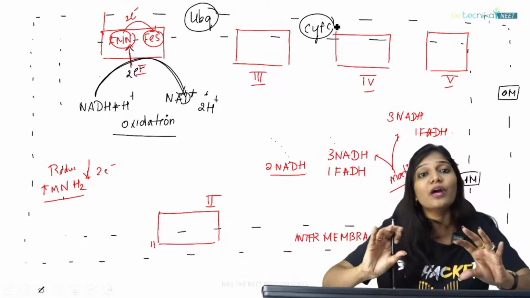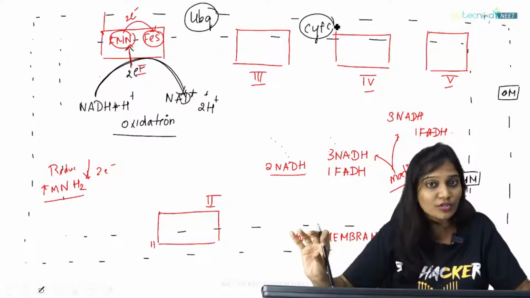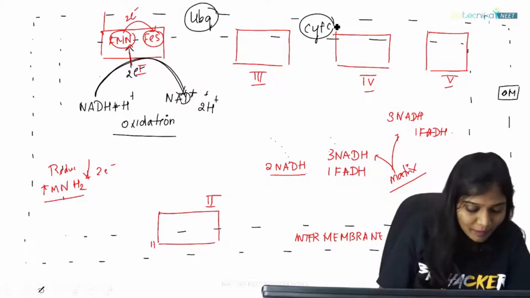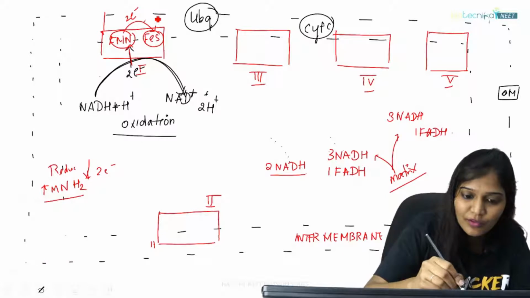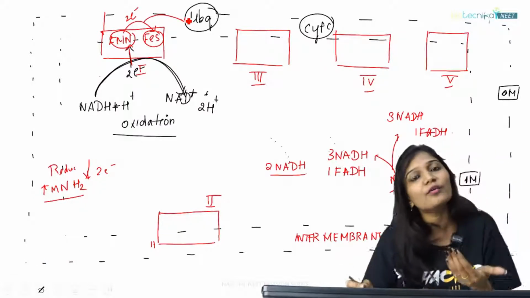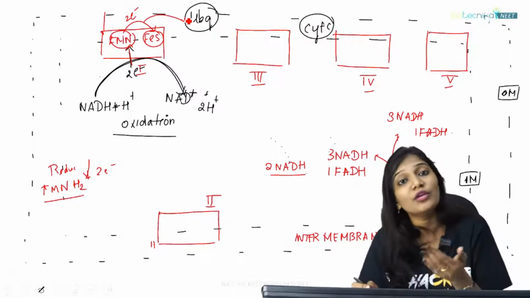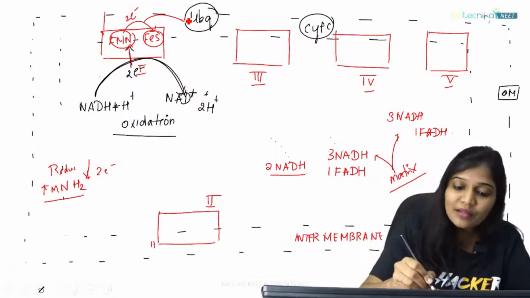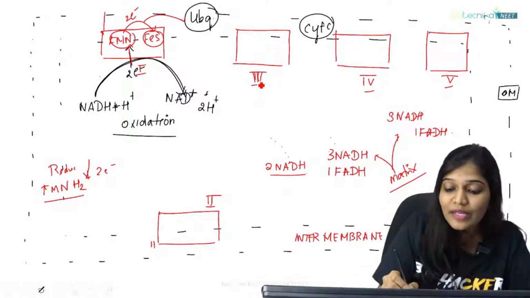They are actually protruding out of the membrane because they are water soluble, right? Yes. Now what will happen? This electron is given to ubiquinone. When it gets the electron, what will happen? It becomes UbQH2. And then this ubiquinone goes to complex number 3.